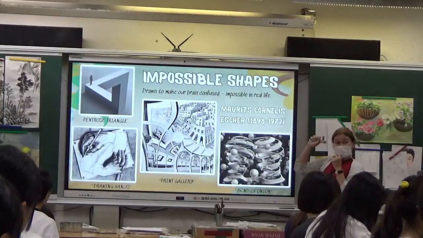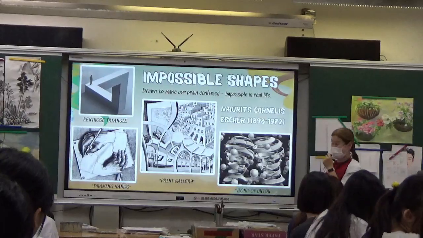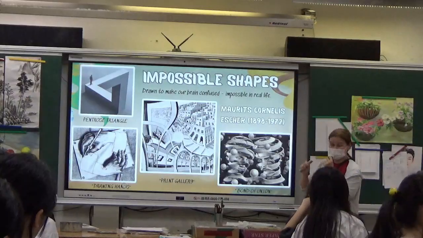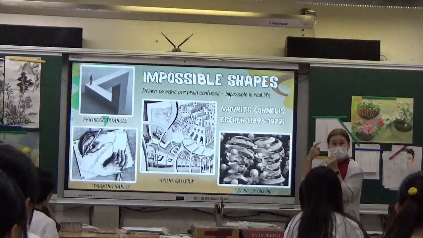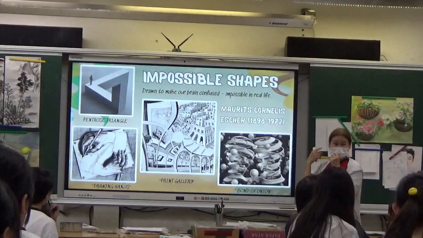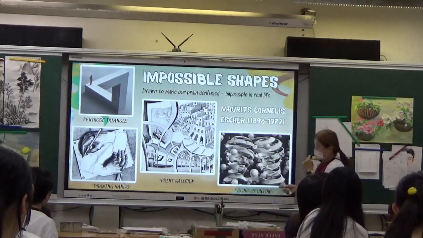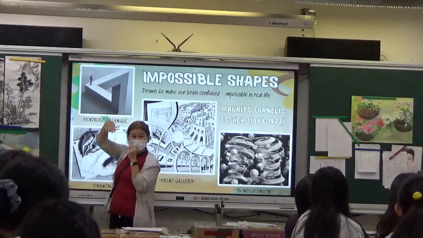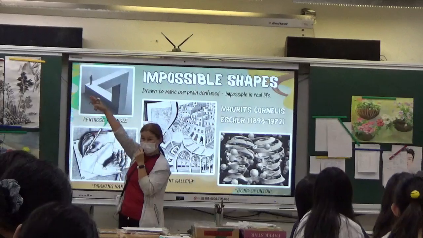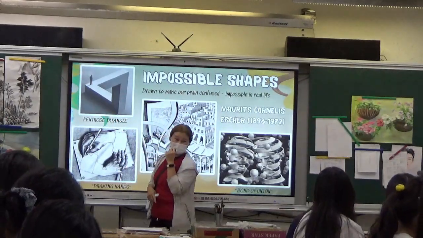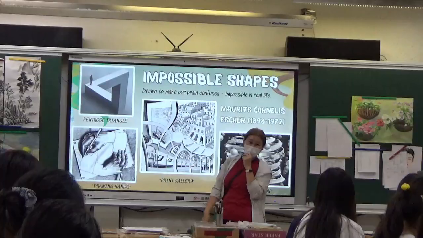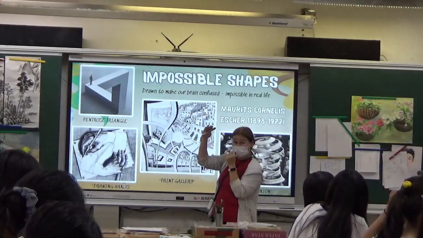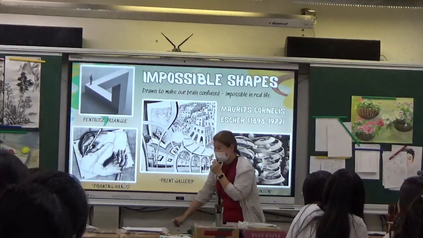And then another technique is called impossible shapes. With impossible shapes, the painter or the artist tries to draw it to make our brain confused. So that's the intention of the artist. So for example, this triangle, there's a guy here. Is he at the bottom or is he at the top? What do you think? You can see it as he is at the top, but you can also see it as if he's at the bottom, right? For this person.